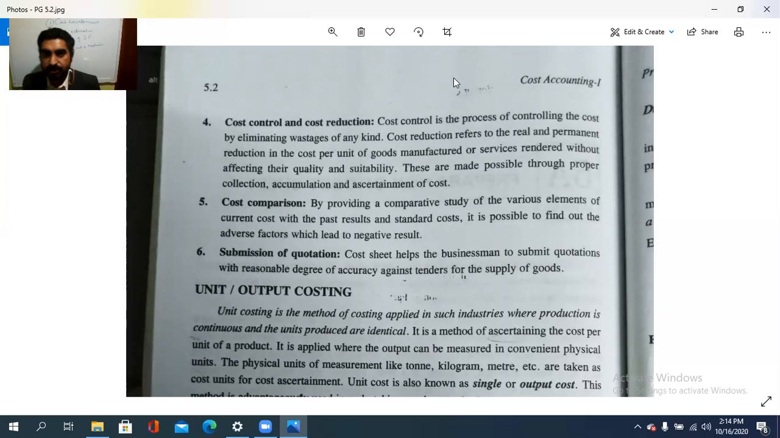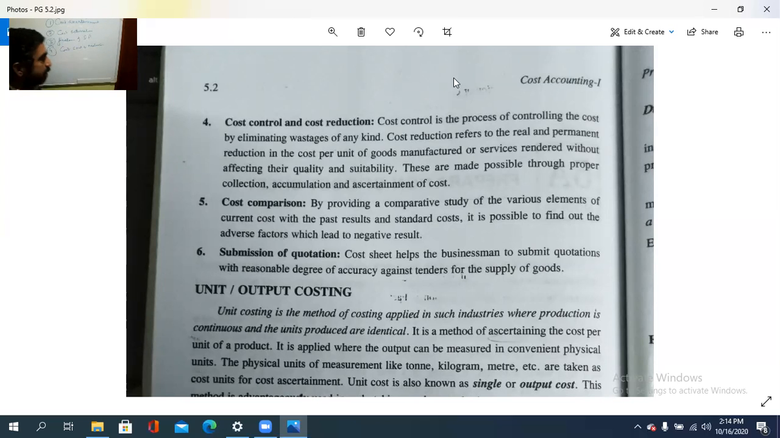So cost reduction refers to the real and permanent reduction in the cost per unit of the goods manufactured or the services rendered without affecting their quality and suitability. These are made possible through proper collection, accumulation, and ascertainment of cost. So, cost control and reduction of the cost.